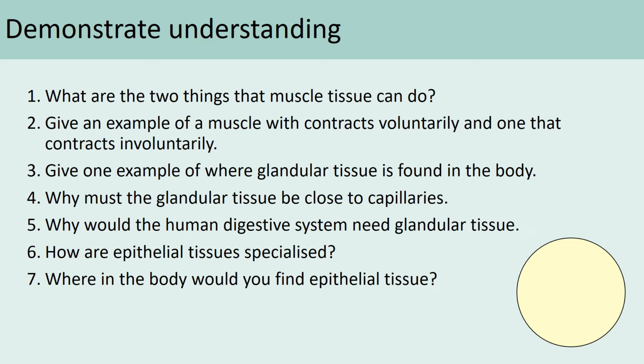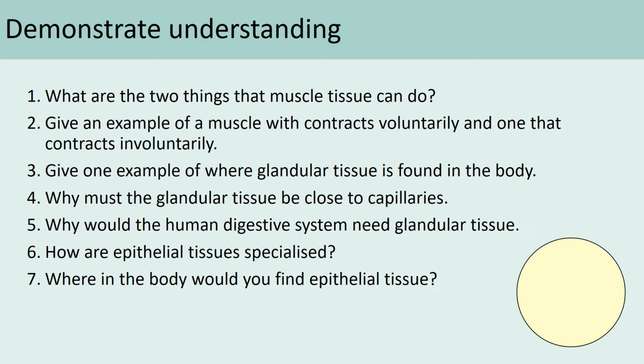So if you are unsure what glandular tissue is, look that up first and then find out where you can find it in our bodies. Number 4, why must the glandular tissue be close to capillaries? So glandular tissue does something really important, so hopefully you can link that to why they need to be near capillaries, which are teeny tiny blood vessels.